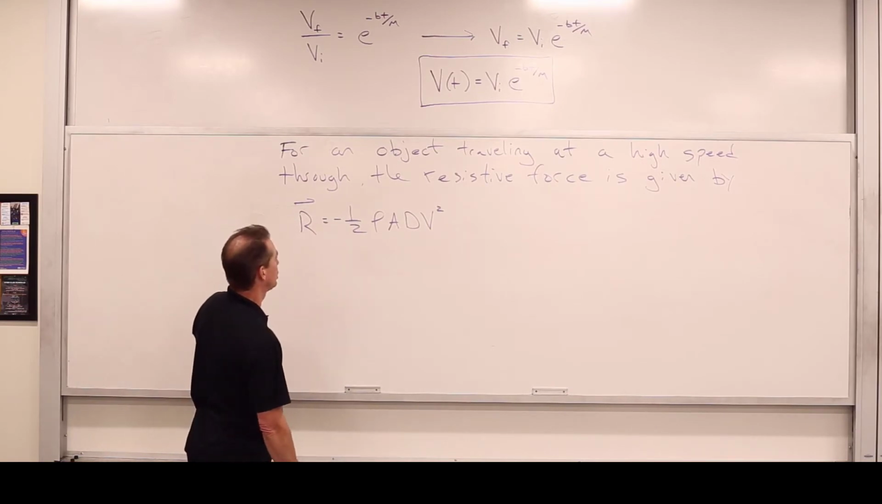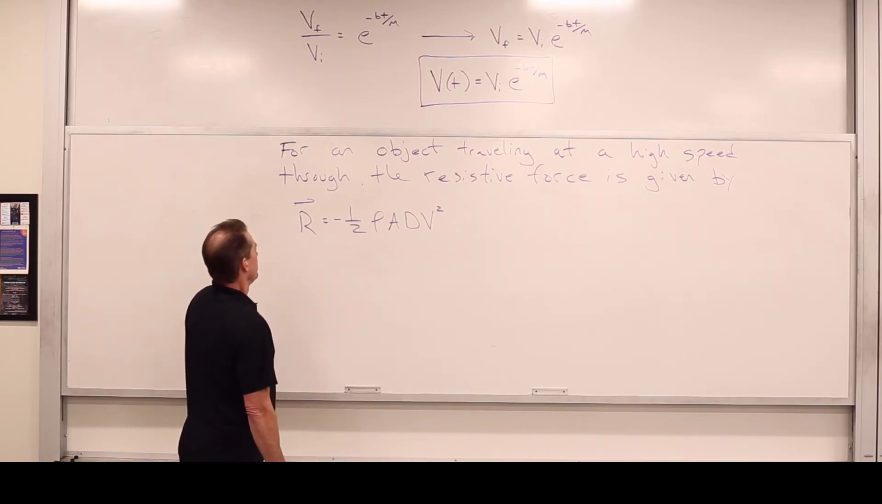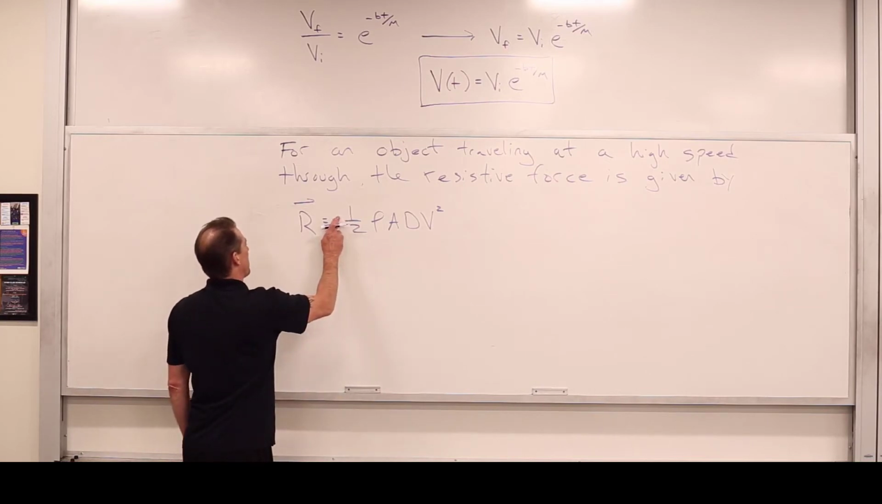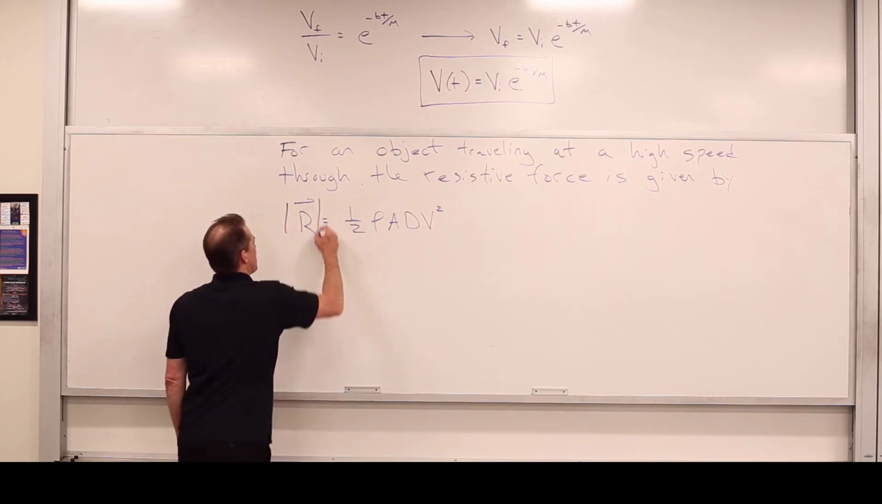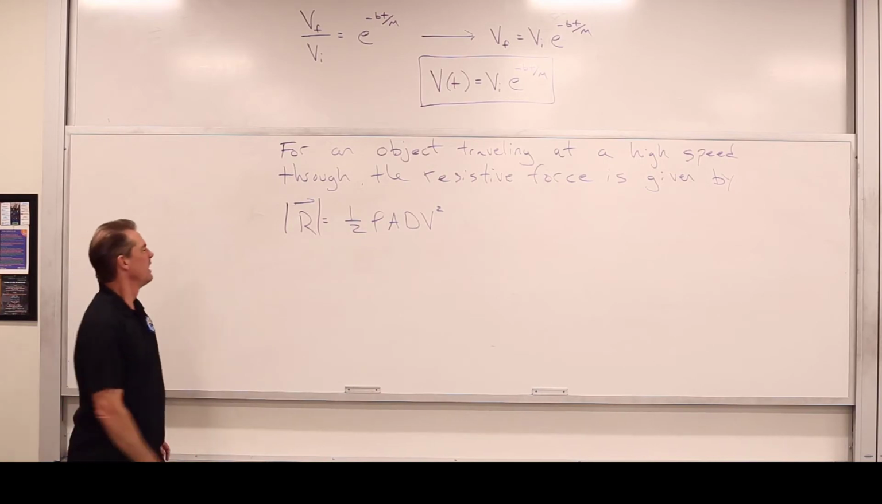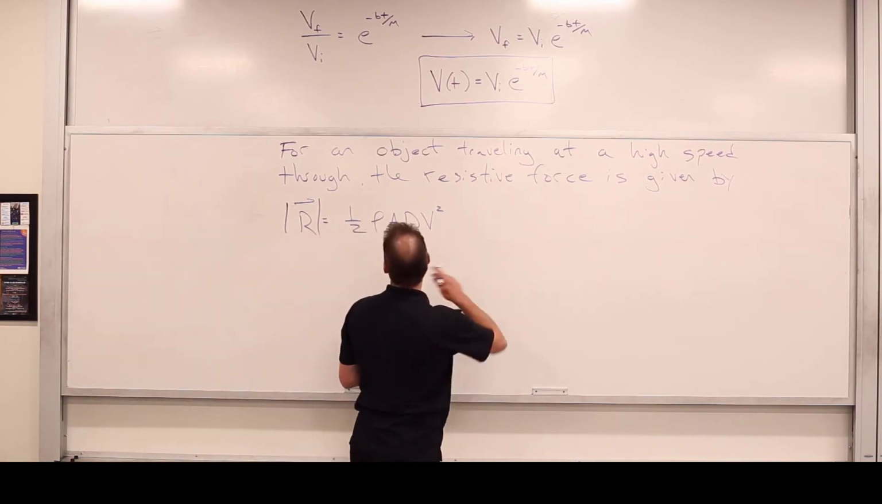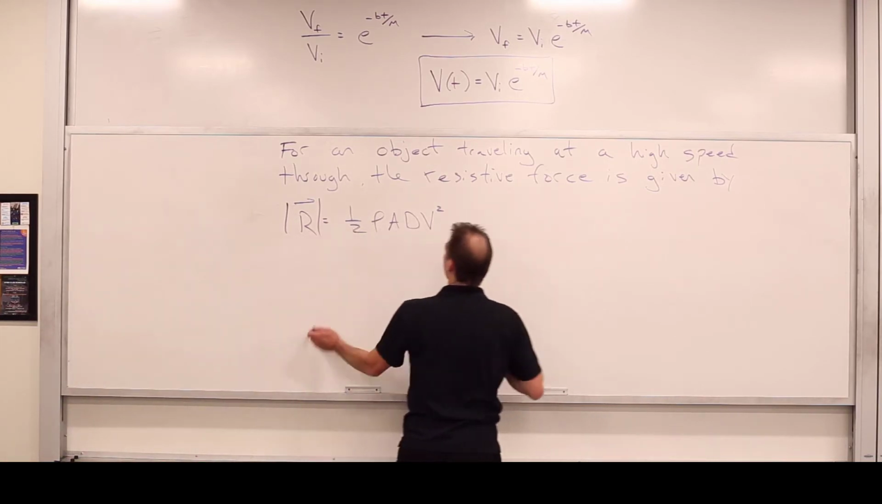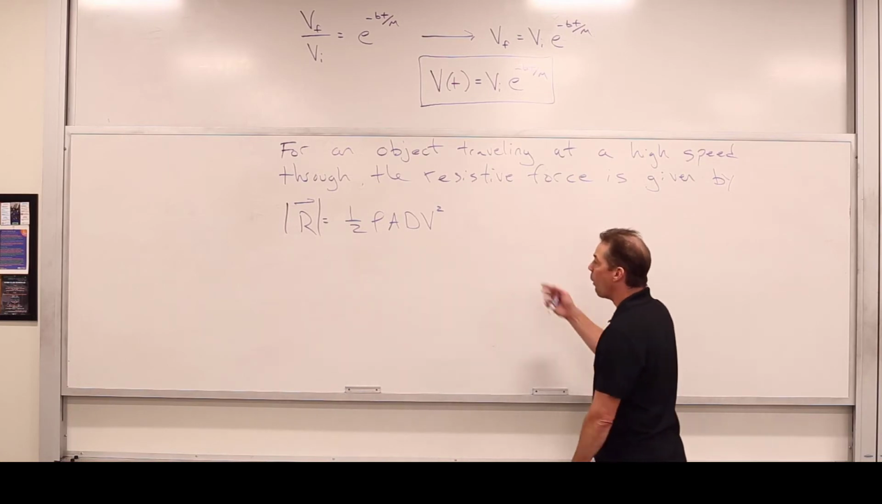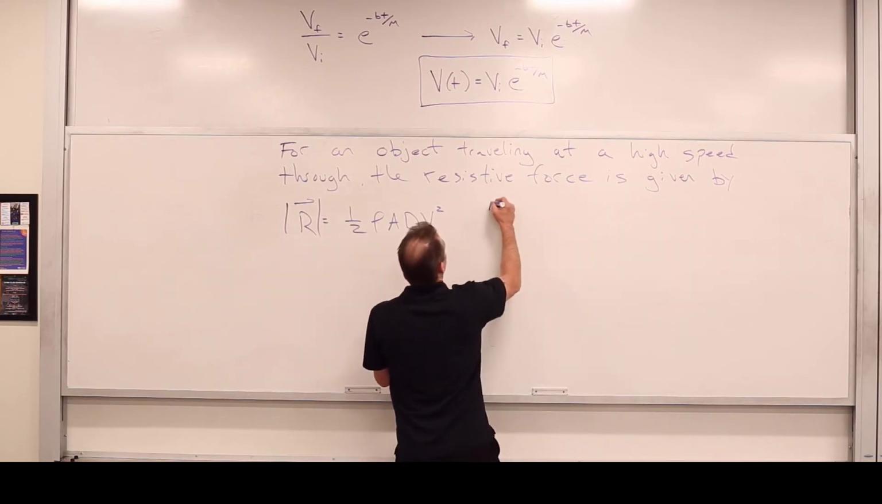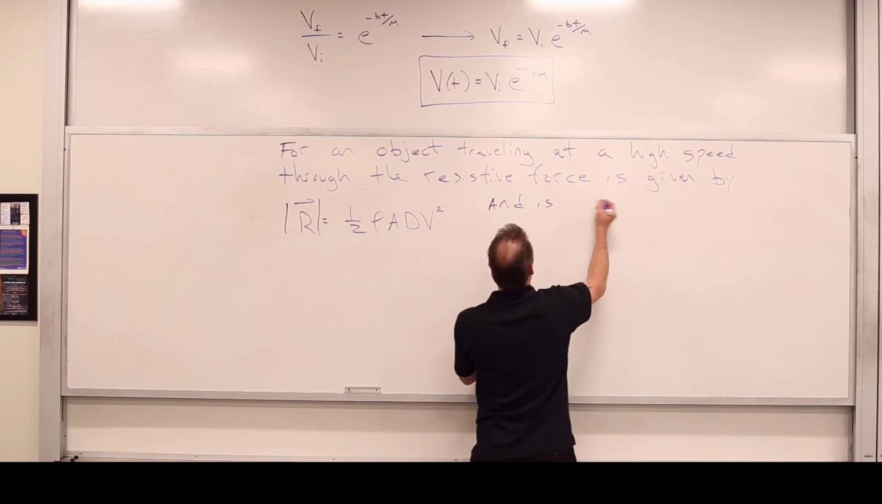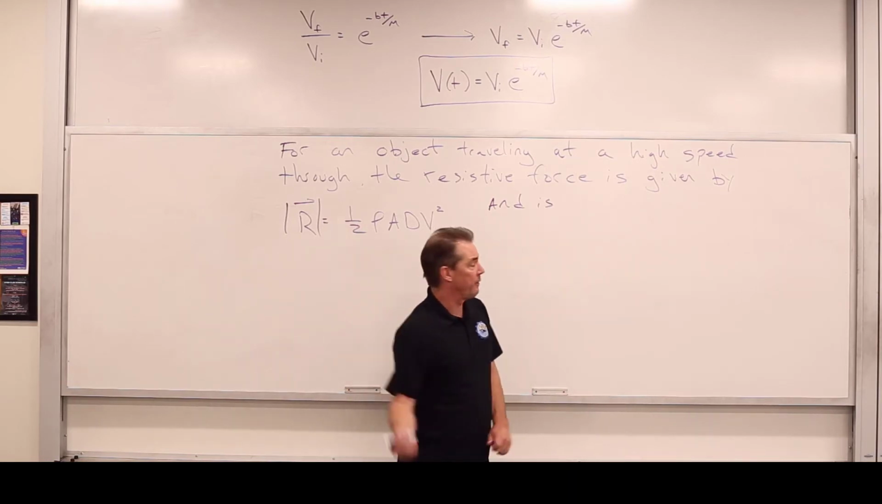I'll just say magnitude, so we don't run into vector peculiarities here. So the magnitude of the resistive force is given by 1/2 rho A d V squared, and is always directed opposite the motion of the object.